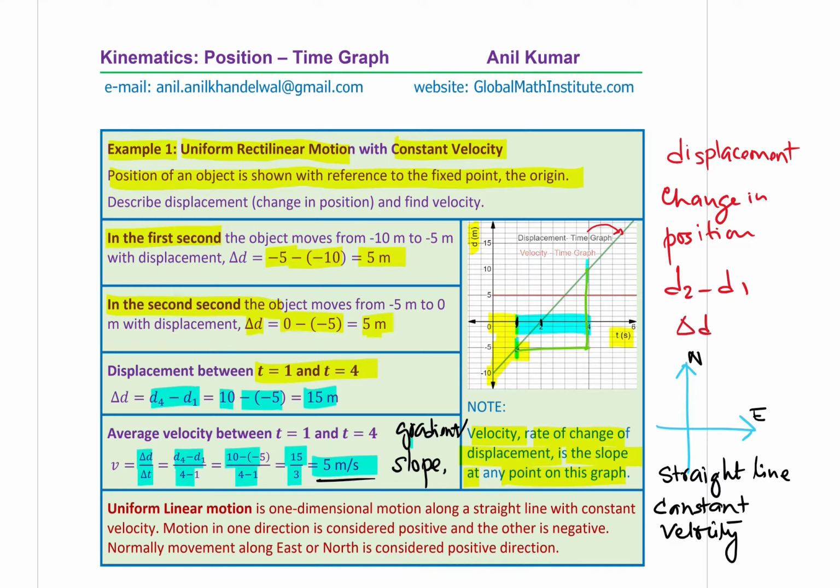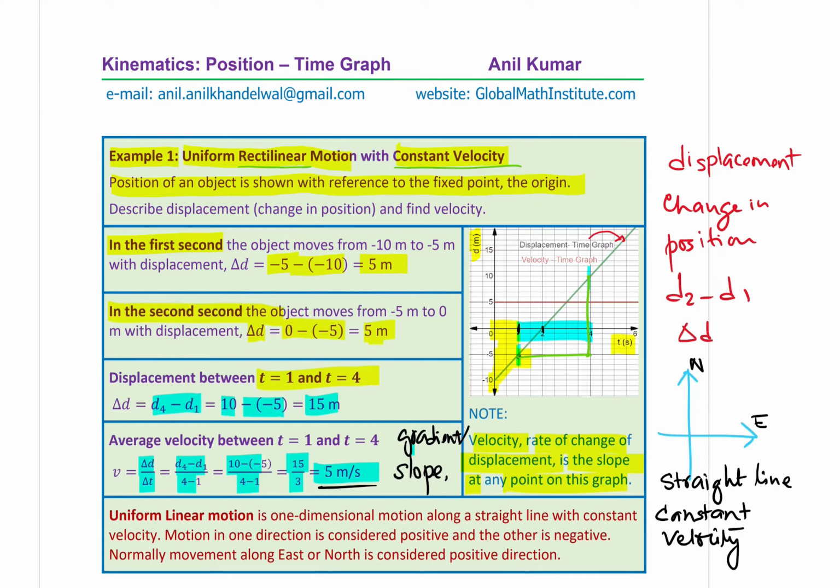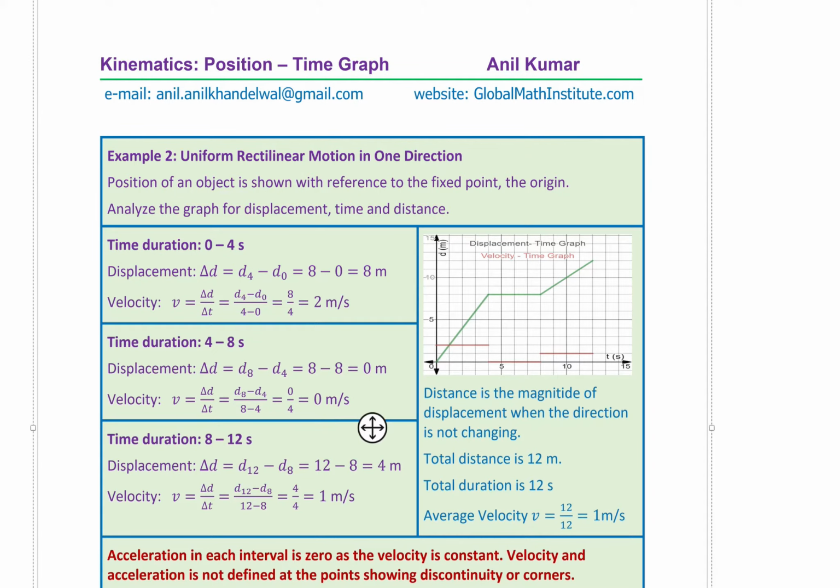Perfect. So I hope you have understood what uniform rectilinear motion is, with constant velocity. Now let's take up another example. In this particular case, we have different legs in which the velocity is constant, but overall it changes. Example 2 here is uniform rectilinear motion in one direction. That means the object is moving, let us say, in the positive direction towards north. The position of an object is shown with reference to a fixed point, the origin. Analyze the graph for displacement, time, and distance.